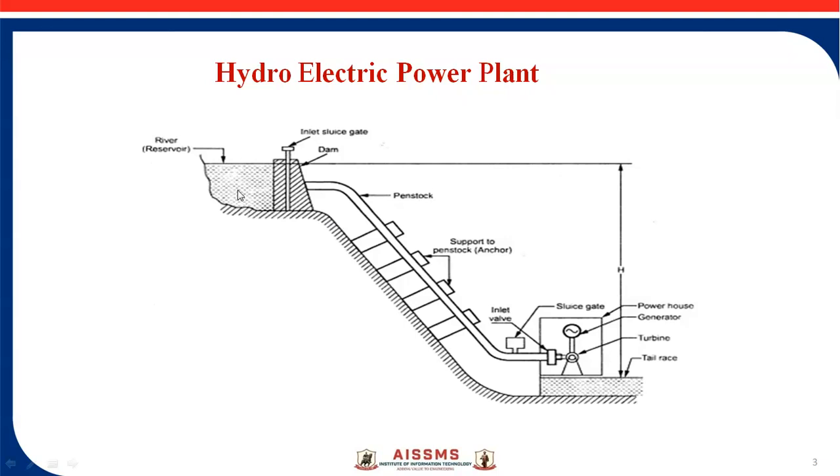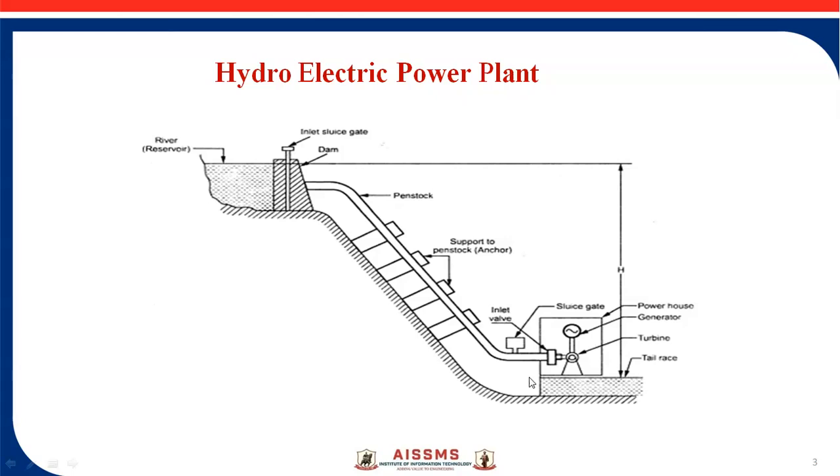We see that this is a reservoir, which stores the water during the rainy season. Then this is a dam. We already discussed that the dam is a structure of considerable height built across the river. Then this is a penstock, generally made of pipe of 1 to 2 meter diameter. Then the anchor is also used as a concrete support for the penstock.